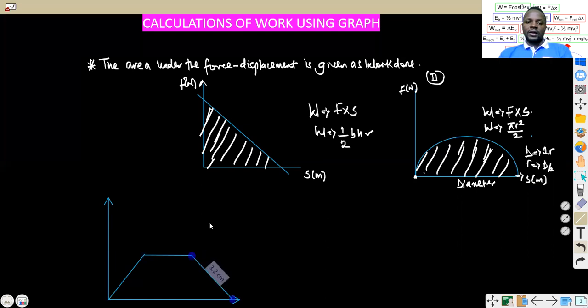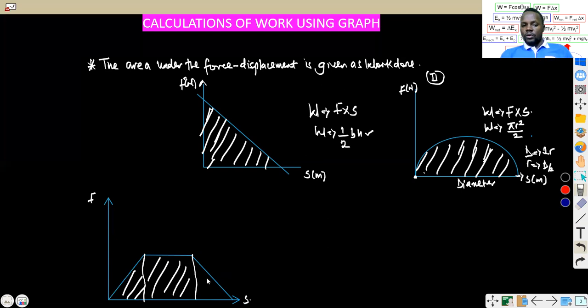retards or whatever. If it is a shape under a force distance curve, like we have studied, we also use the same thing. You can see force in Newton, displacement in meter. Here we can now see the shape of this one. You have to bisect it. This is a triangle, this is a rectangle, and this is a triangle. So for the area under the shaded portion, you take it one by one, then you solve. Or you can take the whole shape to be a trapezium.